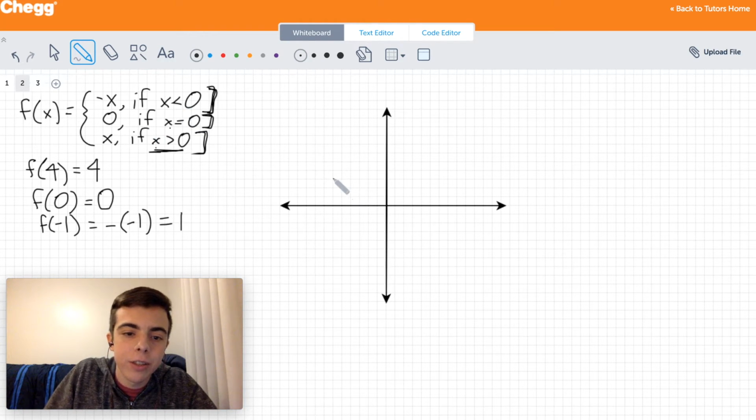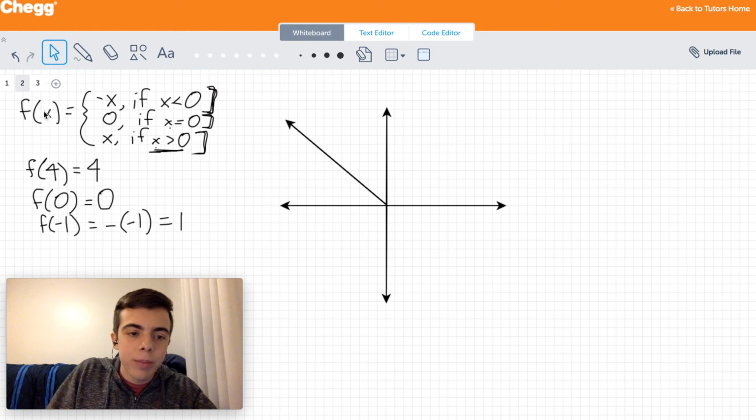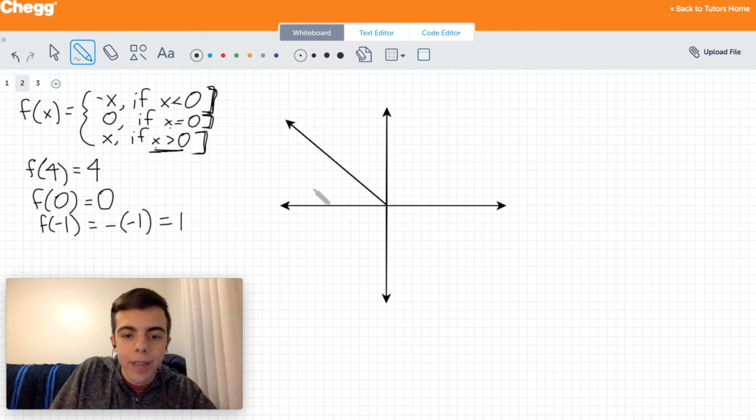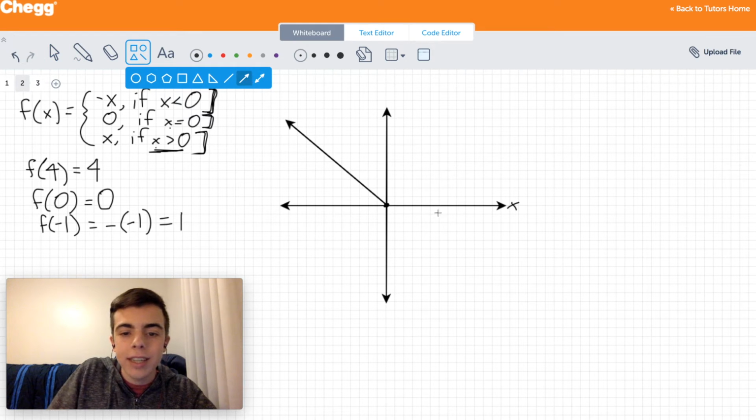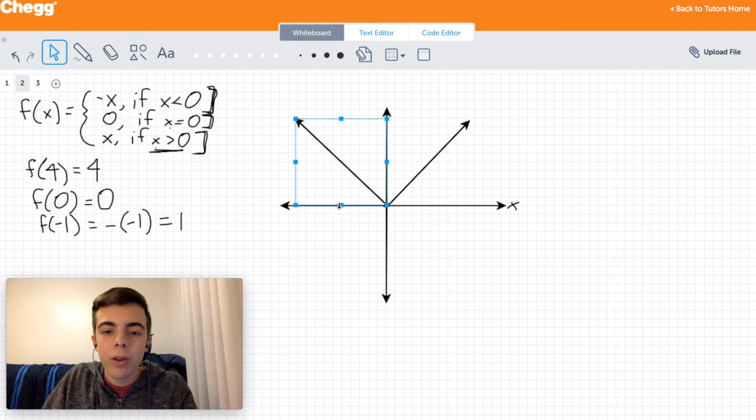X is less than 0 is a good place to start. F of x equals negative x. Well, what does that look like? That's just a line that goes through the origin with the slope of negative 1. So it'll look like that. But at the origin, if x equals 0, f of x is just 0, so there's just going to be a point there. That's also going to be a part of the graph, like that. If we go above x equals 0 on this half of the axis, then we have f of x equals x. What is that? That's just a line with a slope of 1 that goes through the origin. These three segments together are the graph of f of x.